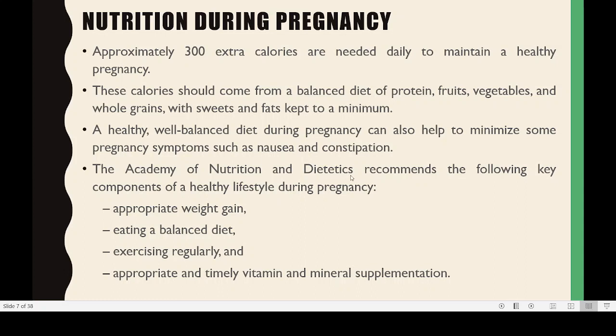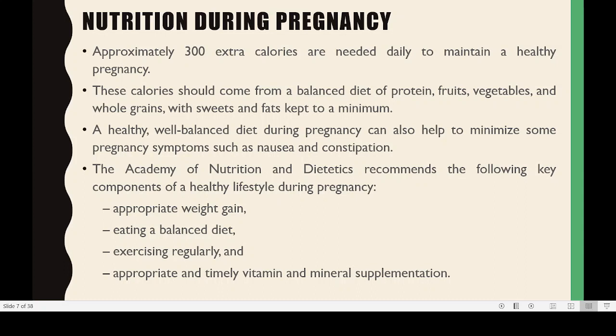The Academy of Nutrition and Dietetics recommends the following key components of a healthy lifestyle during pregnancy. One is appropriate weight gain. That means a normal woman, if she is 55 kilogram, her weight should increase by 10 to 15 kilogram. If that gain in weight is not reached, there will be problems. So that is the appropriate weight gain, an increase of around 10 to 15 kilogram.